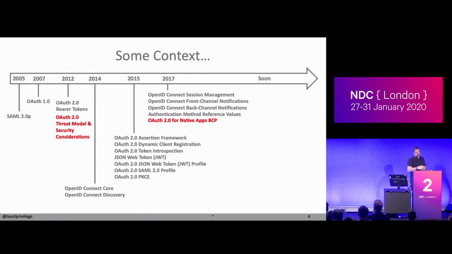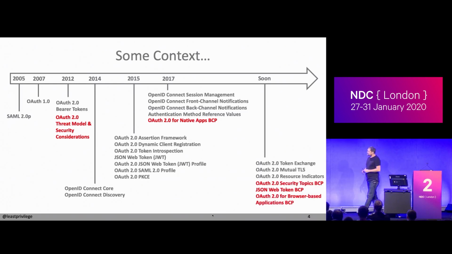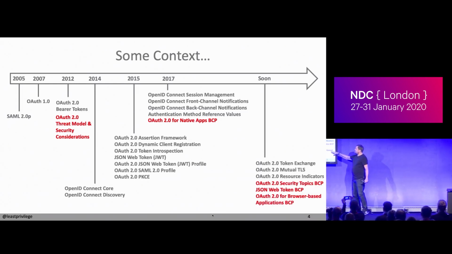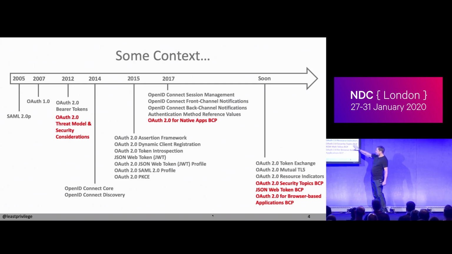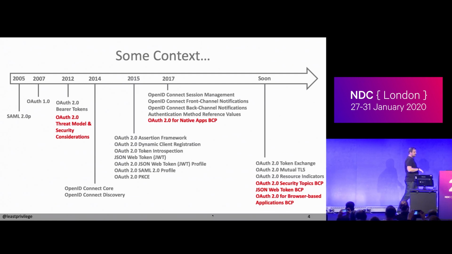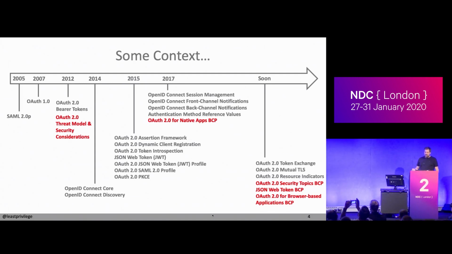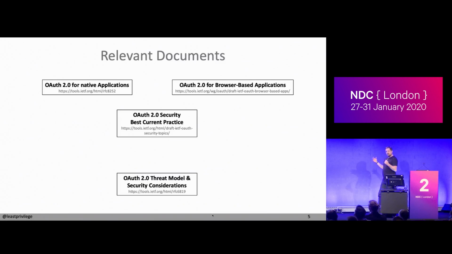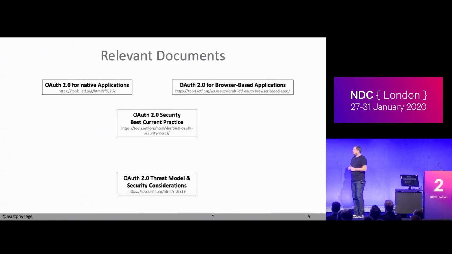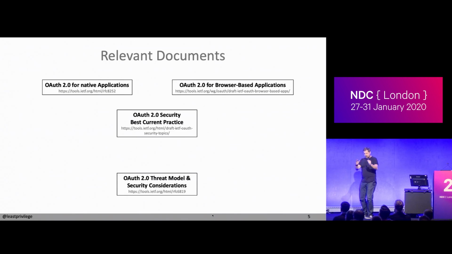The very first BCP that came out was the one for native apps. That was released in 2017. And very soon, there will be a couple of new BCPs. One is called the OAuth 2 Security Topics, which is more of a general thing that applies to all applications. And the one that many, many people have been waiting for is called OAuth 2 for browser-based applications, because as we know, that's the most problematic type of client to secure. Basically this talk is about giving you an overview of these BCPs, how they hang together, and, as I said, hopefully encouraging you to read them, because there's more to learn.